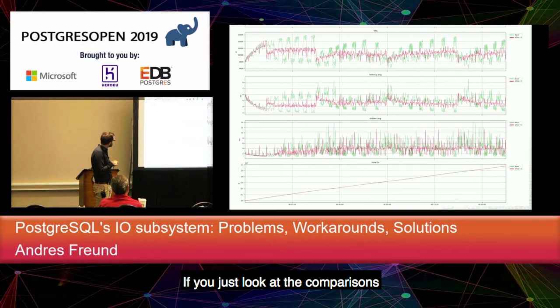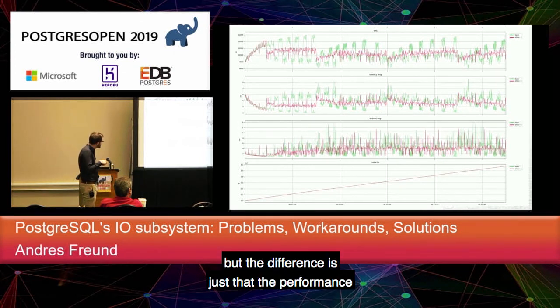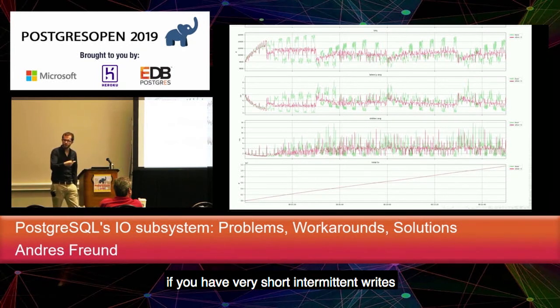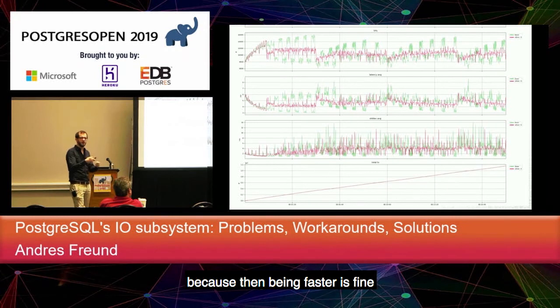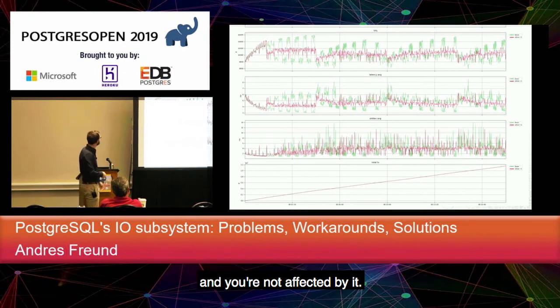If you just look at the comparison between those two settings here, you can see that the total performance, like the throughput of the system, is basically unchanged. The lines, you basically can't distinguish them. The difference is just that the performance is more predictable. You sometimes might actually want the unpaced behavior if you have very short, intermittent writes, because then them being faster is fine, because the next writes will happen in the background and you're not affected by it.